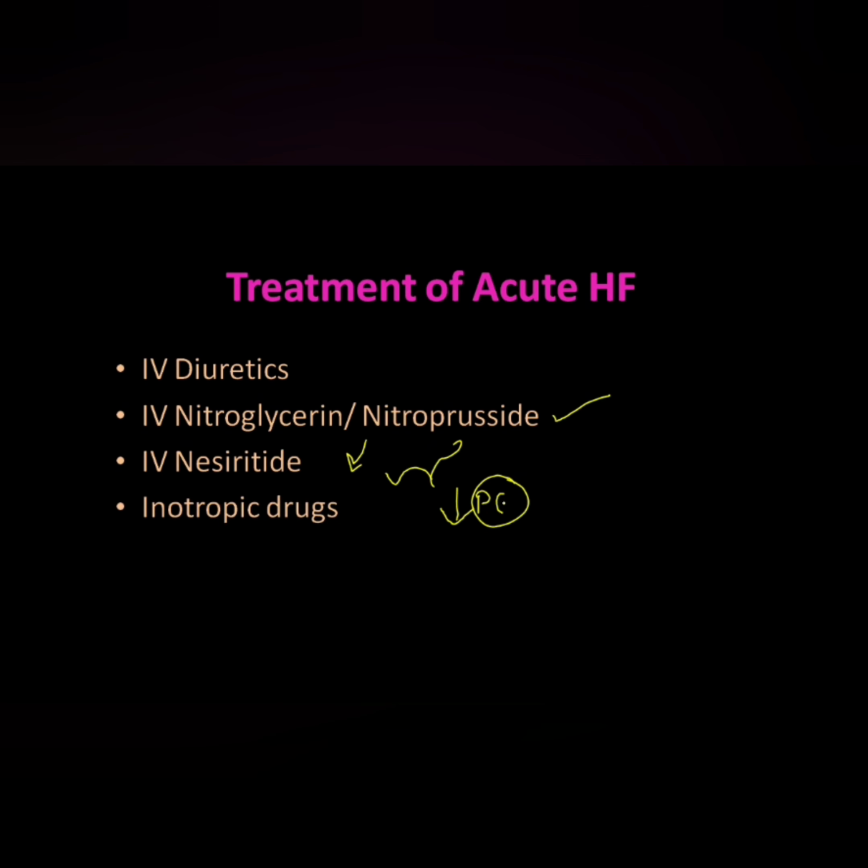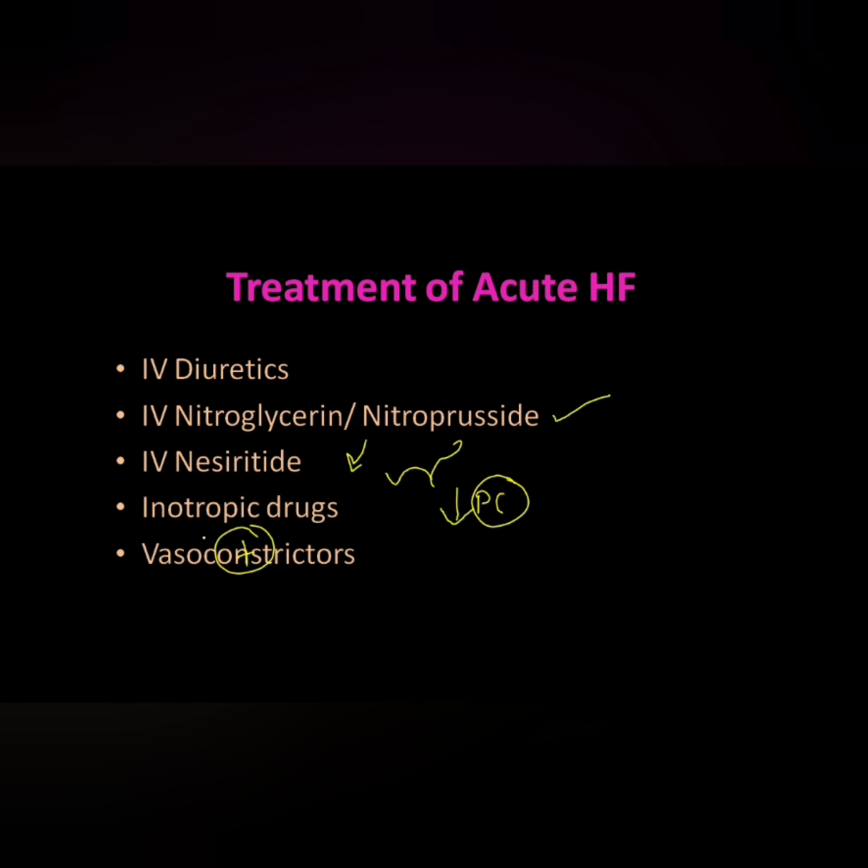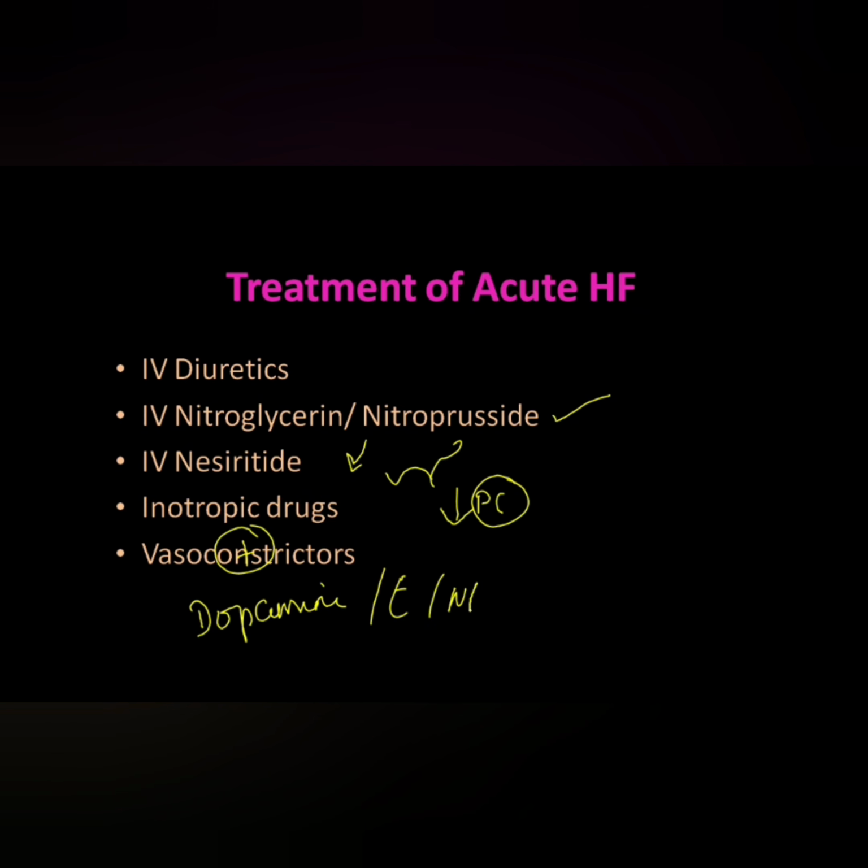Then you can use inotropic drugs. Positive inotropic drugs increase myocardial contractility, which can increase your cardiac output. You can use drugs like dobutamine. Vasoconstrictors: when the BP is too low to support the person, you can use vasoconstrictors like dopamine, epinephrine and norepinephrine to support the blood pressure in these patients.